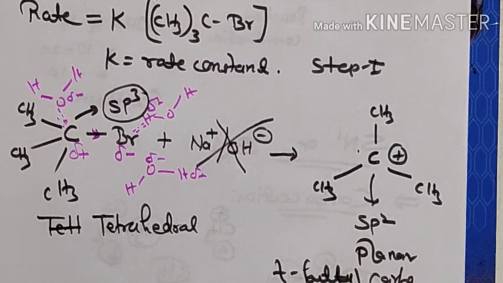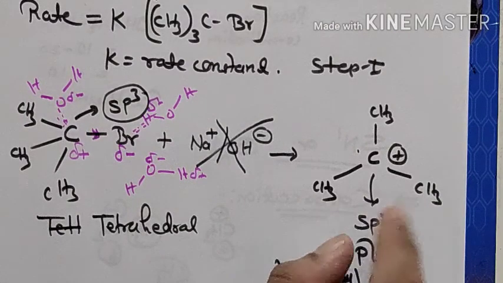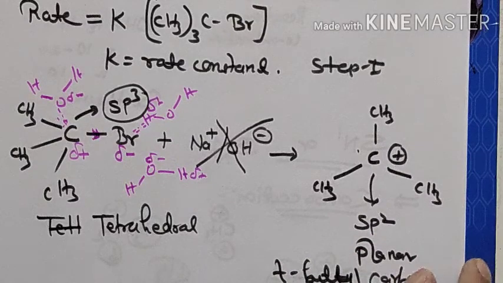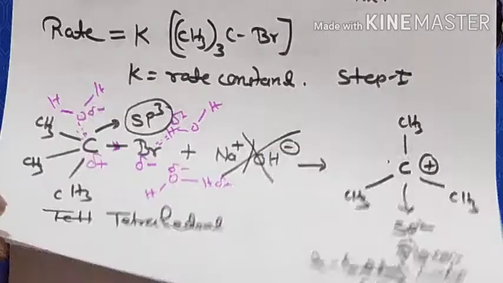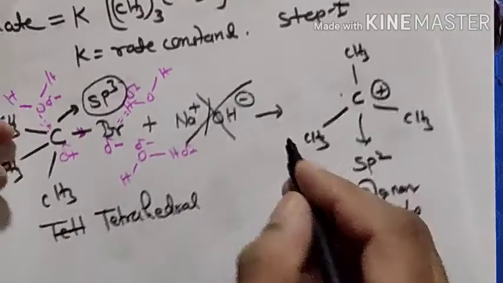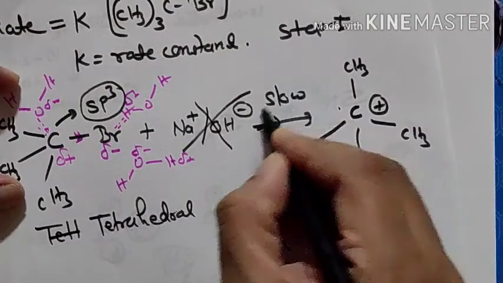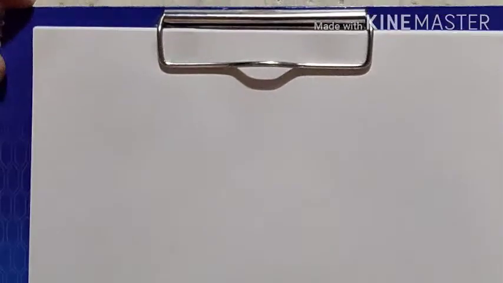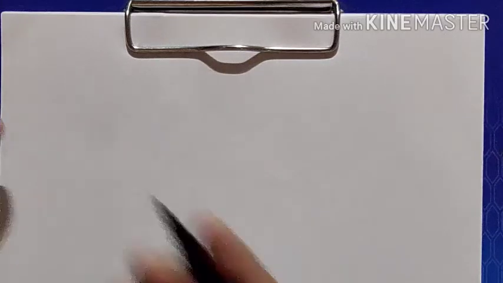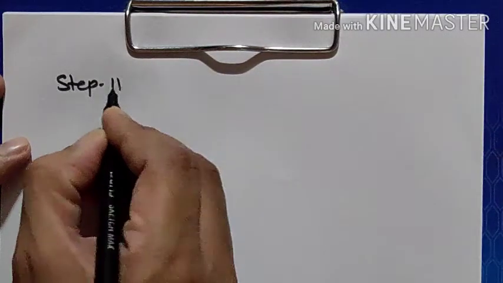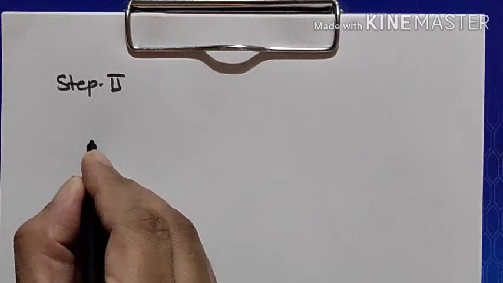In first step, what happened? Right, in first step, the bond breaks and there's a formation of carbocation. Clear? Okay. Now, what happened to the step number 2? And one thing more, student, when this step happens, this is slow step. This one is slow step. Okay, in next step, step number 2, what happened?